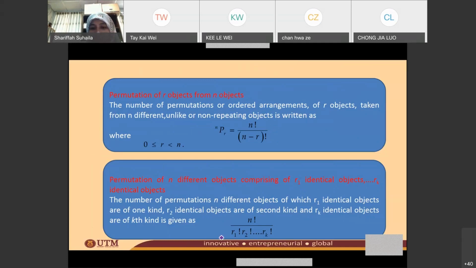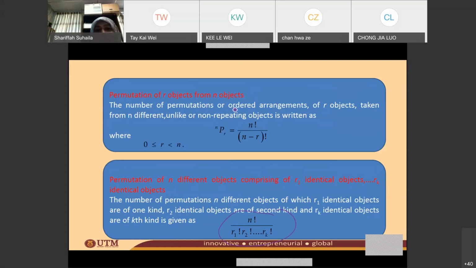So bentuknya dia akan jadi macam ni ya. So you will have n factorial over R1 factorial times R2 factorial sampailah kamu ada apa objek yang sama. Okay. Total number of your words or total number of your objects dividedkan dengan bilangan objek yang sama. Okay, ini case kita kalau n different objects but you have R identical objects.